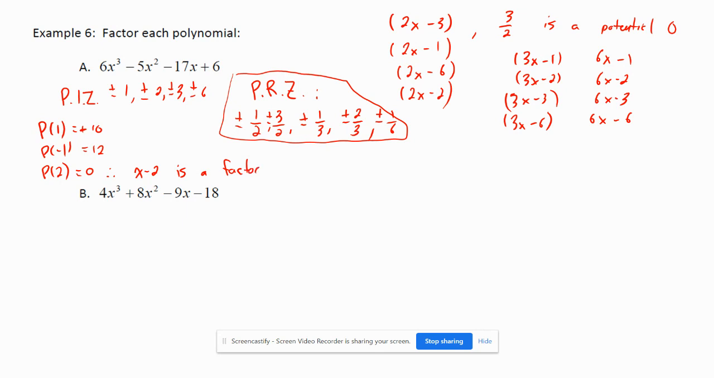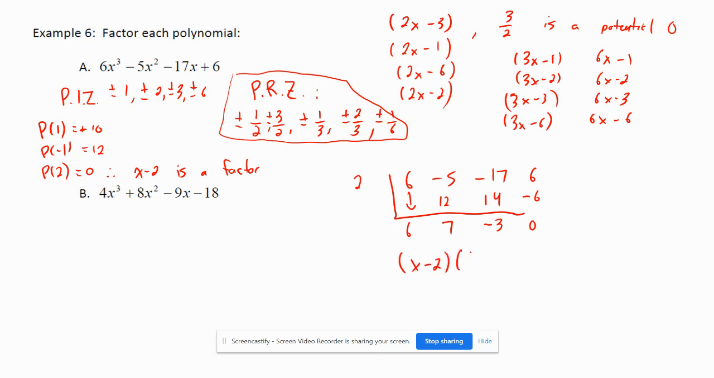Okay, all right. So let's use my synthetic division next. 2, then 6, -5, -17, and 6. 6 comes down, I get 12, 7, 14, -3, -6, 0. That was very quick, but we're just using the same synthetic division skills that we talked about earlier on. So we have x minus 2, and then we have 6x squared plus 7x minus 3.